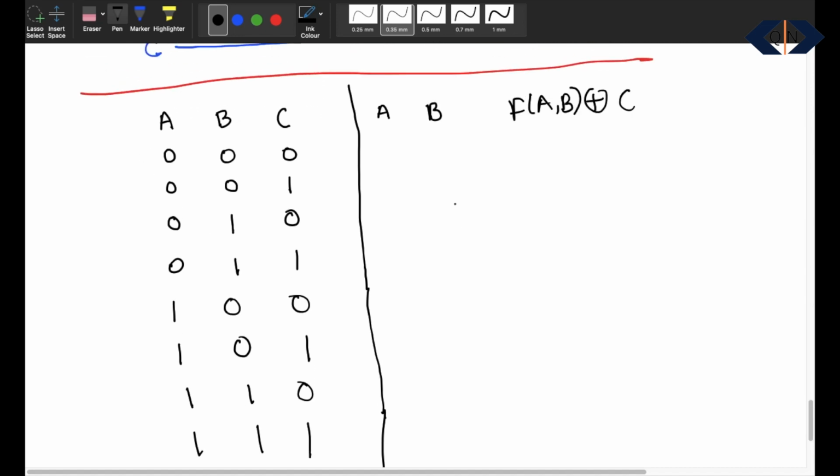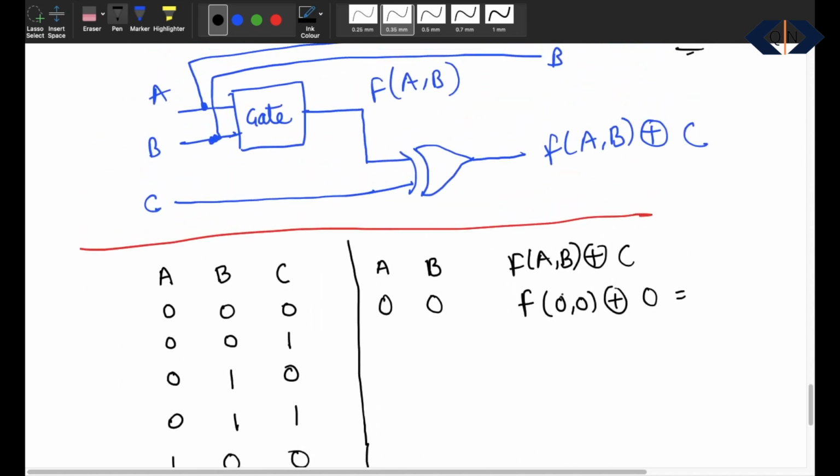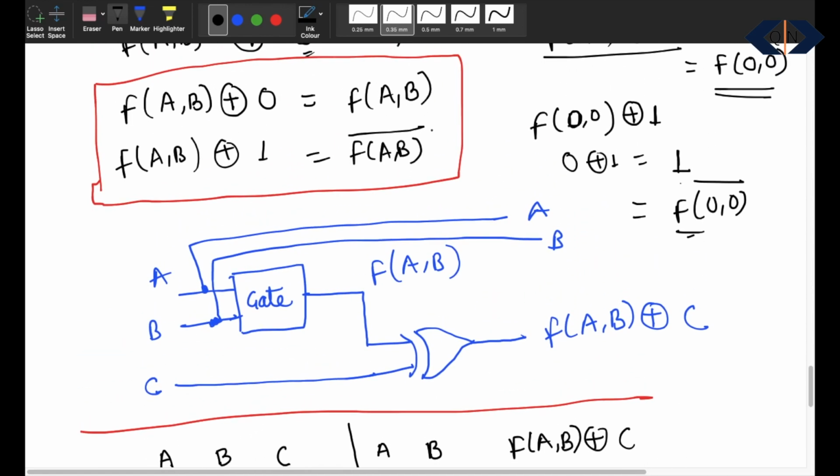Have we written all the possible combinations? Yes. Now let's apply the function and see how it will look. Here it will be the same. Let's write it one by one. Since this is 0 0, it will be F(0,0) XOR with 0. From the above example, if we XOR it with 0, we get the same function.